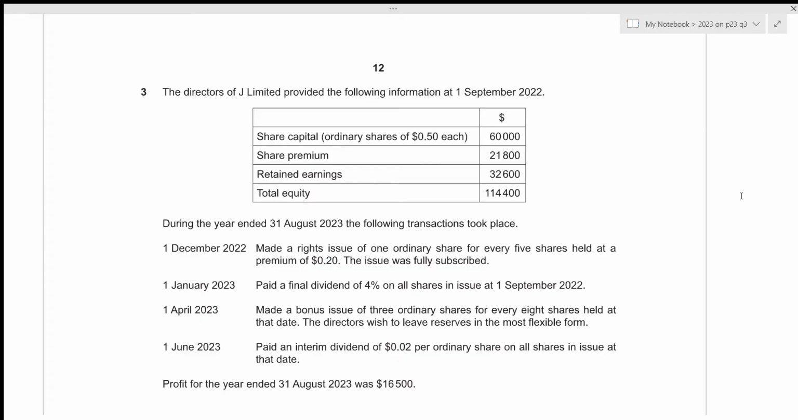Since question number 3 is of 15 marks, ideally you should be spending about 17.5 minutes in order to solve this question. And in this video as well, we'll be attempting to solve it under 17.5 minutes. So without any further delay, let's get started.